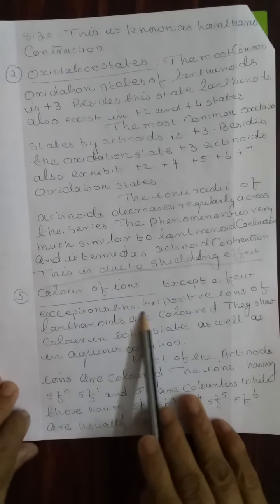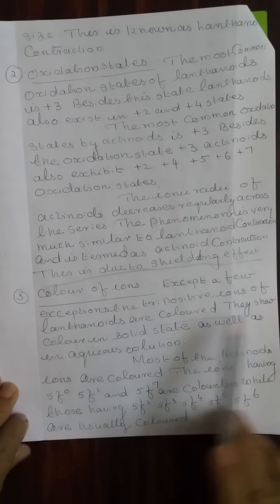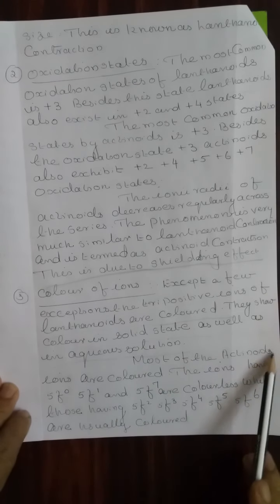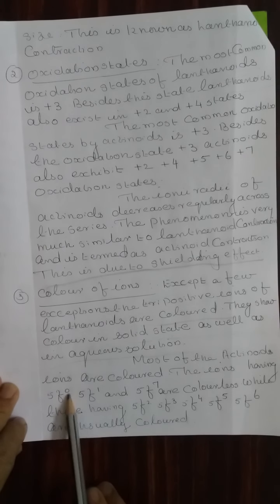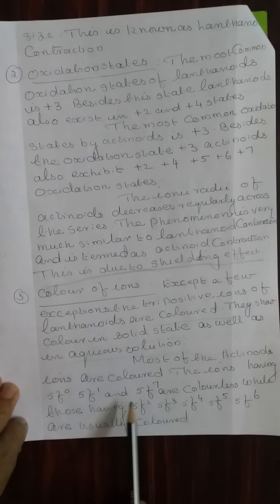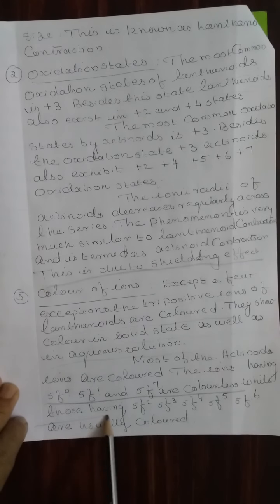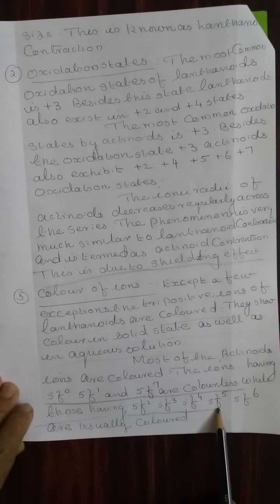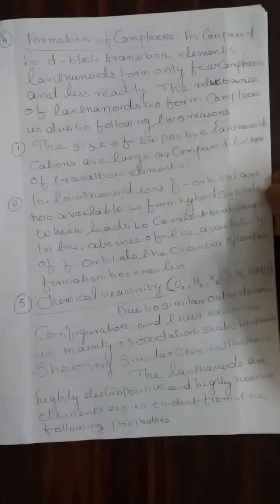Next is color of ions. Except for a few exceptions, the tripositive ions of lanthanoids are colored. They show color in the solid state as well as in the aqueous solution. Most of the actinoids are colored. The ions having 5f0, 5f1 and 5f7 are colorless, while those having 5f2, 5f3, 5f4, 5f5, 5f6 are usually colored. Choose the correct answer: that type of questions can be asked from that section.